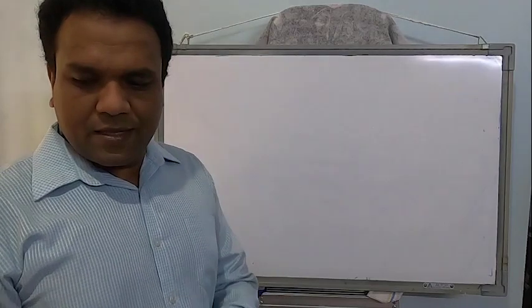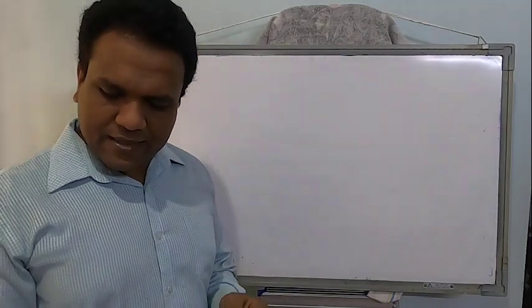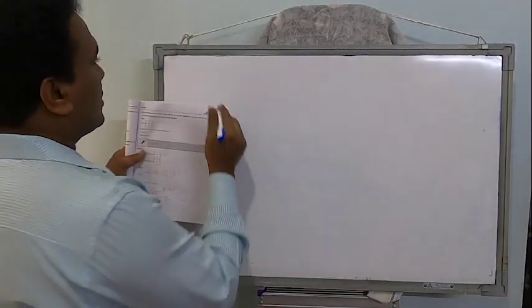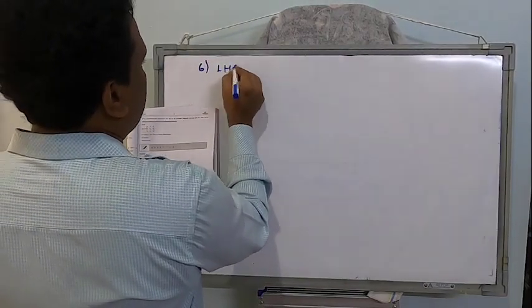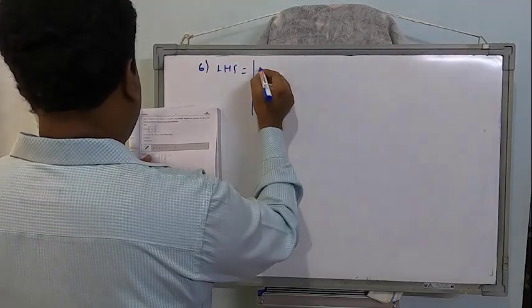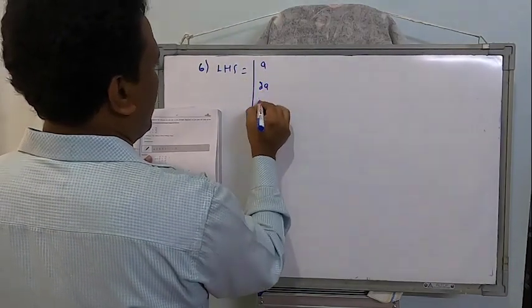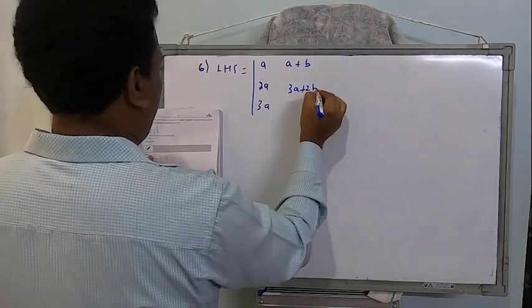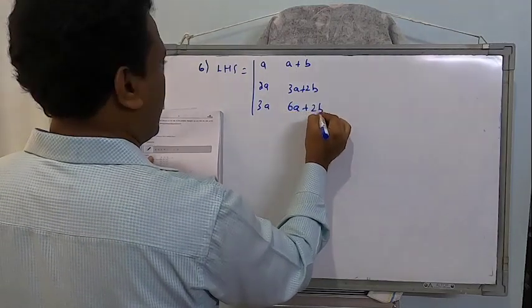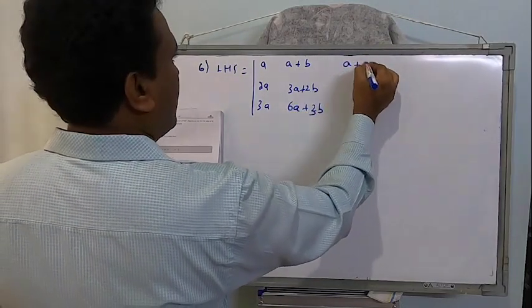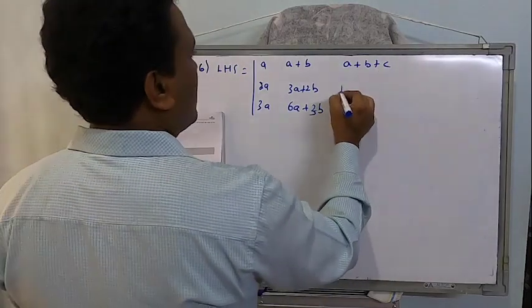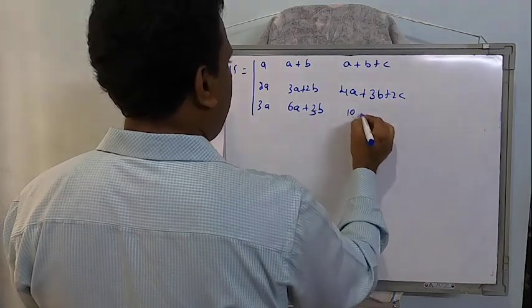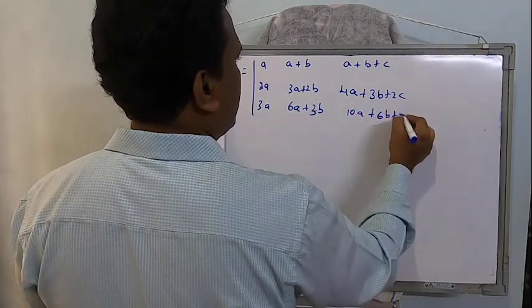Okay, let's move to the next. So the next one is problem number 6. Again, problem number 6 is a show that, so I will start with the LHS. So the LHS of problem number 6 is: A, 2A, 3A, then A plus B, 3A plus 2B, 6A plus 3B. And the next one, A plus B plus C, 4A plus 3B plus 2C, and 10A plus 6B plus 3C.